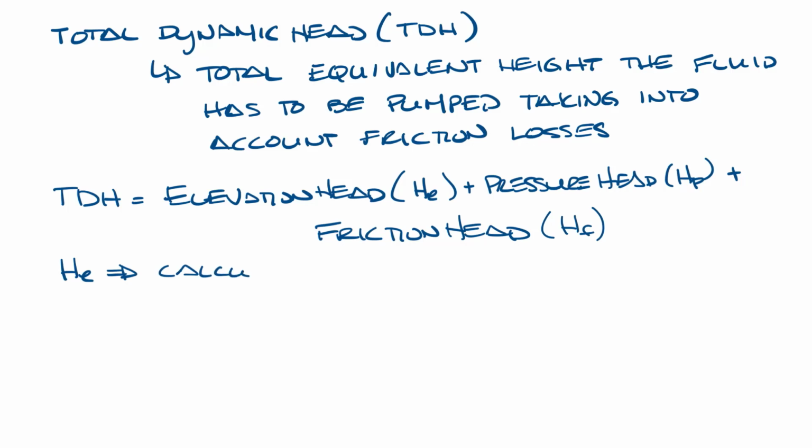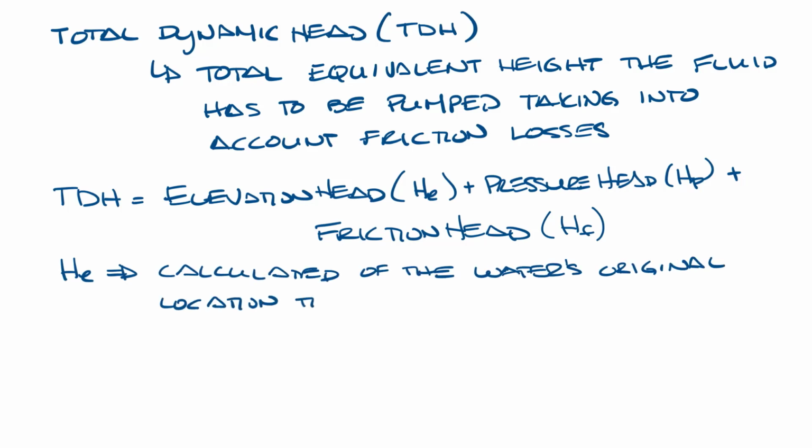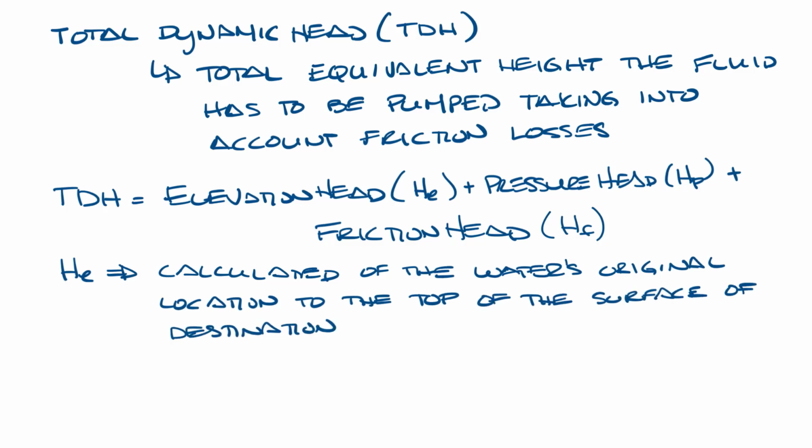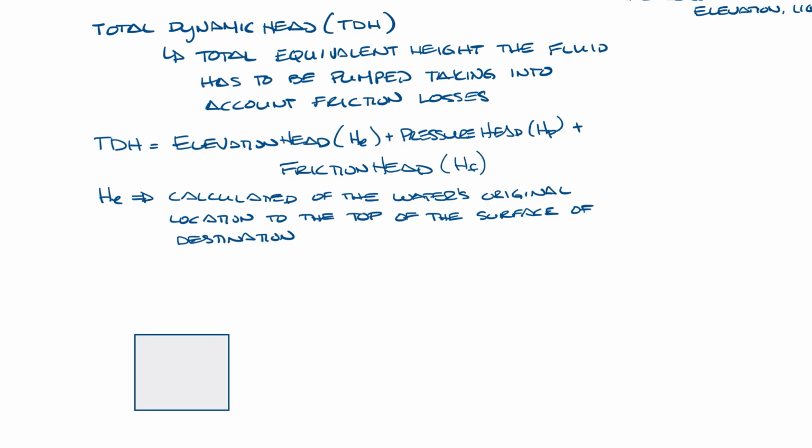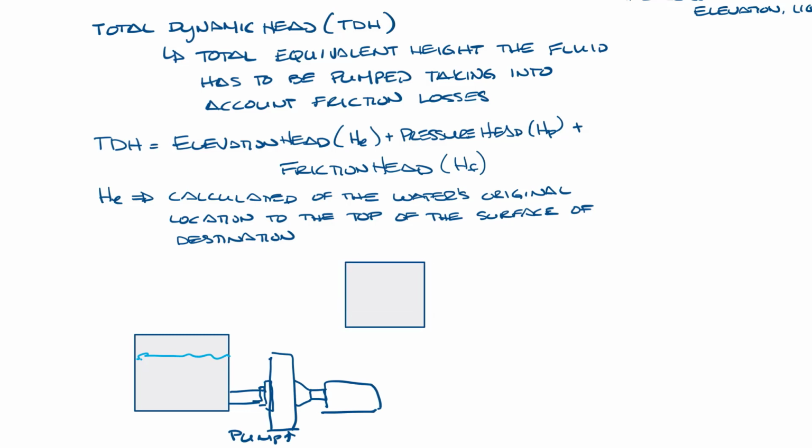Elevation head is calculated from the surface of the water's original location to the upper surface of the water's destination. So let me make a little bit of room to draw this. So this is our tank that's going into the inlet, and then we'll draw our pump in here, and then this tank up here is where the discharge goes. The difference between this water level and this water level is the elevation head.